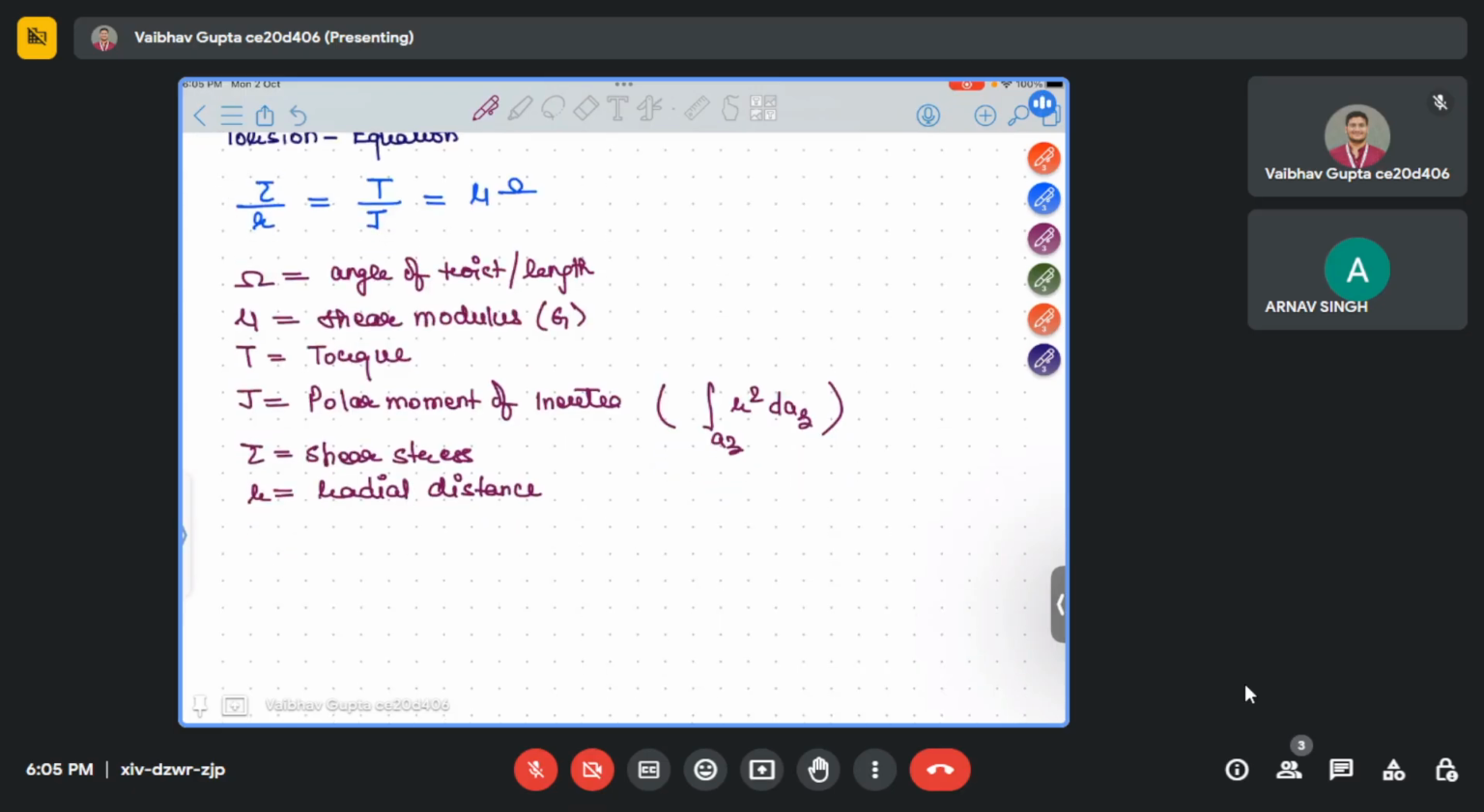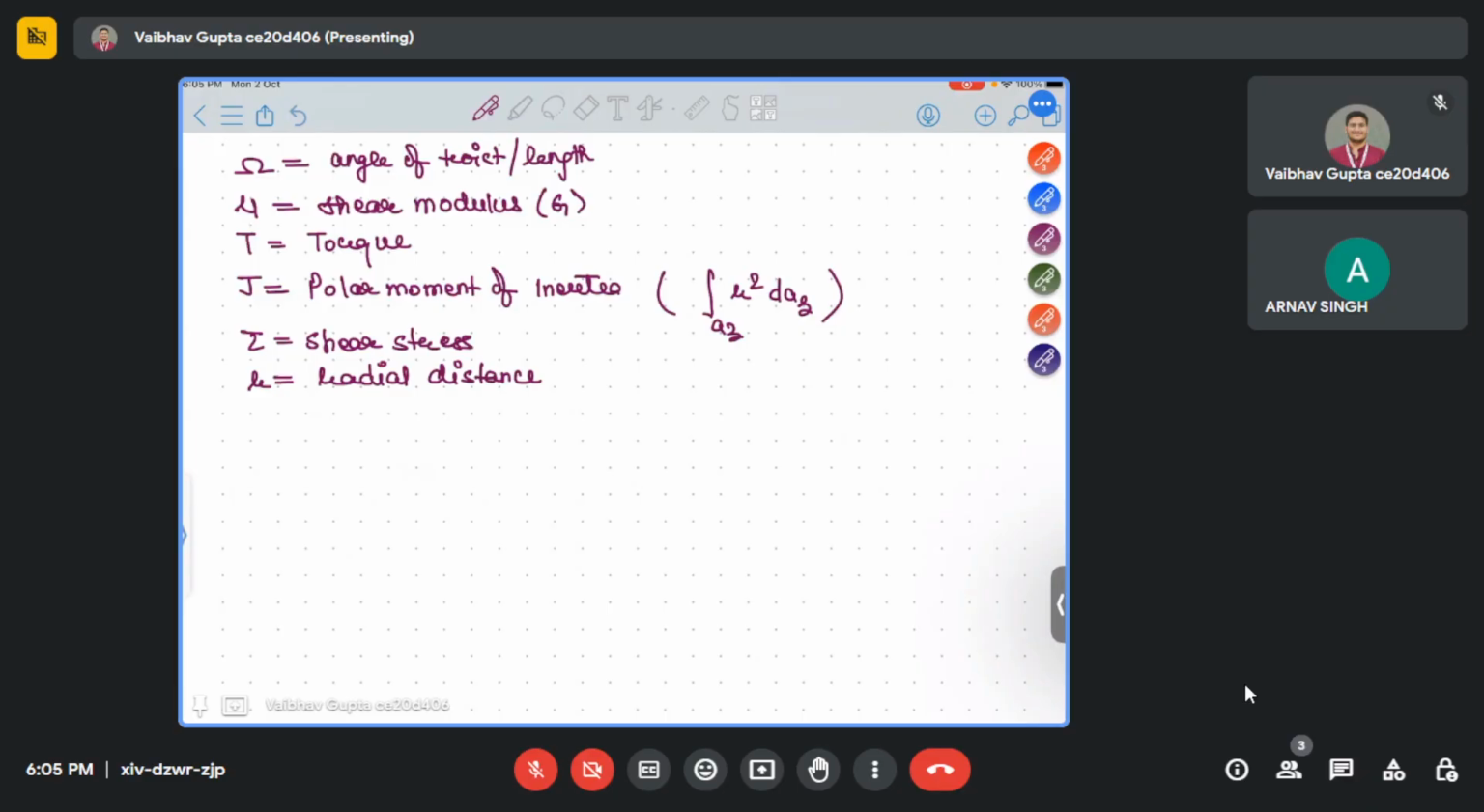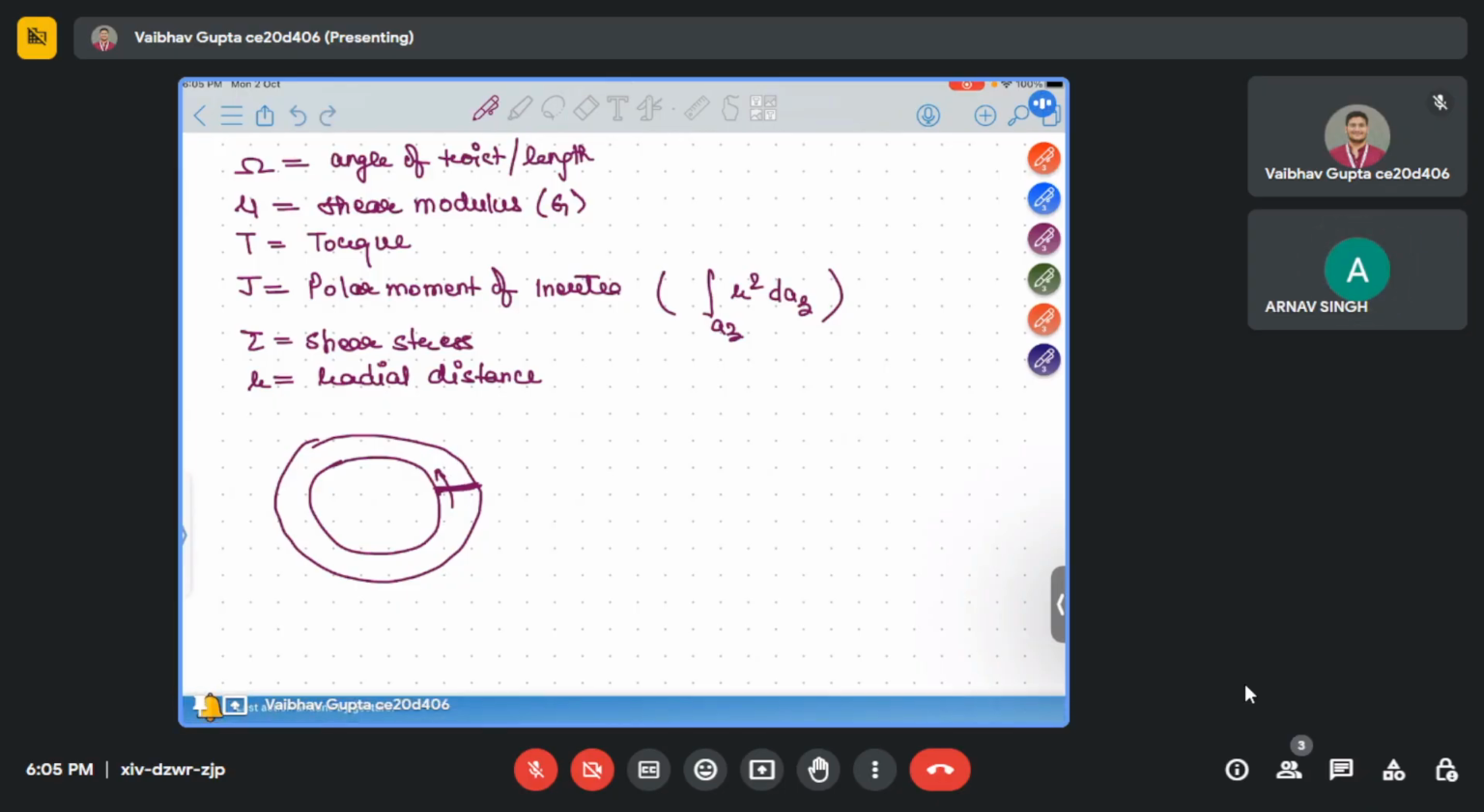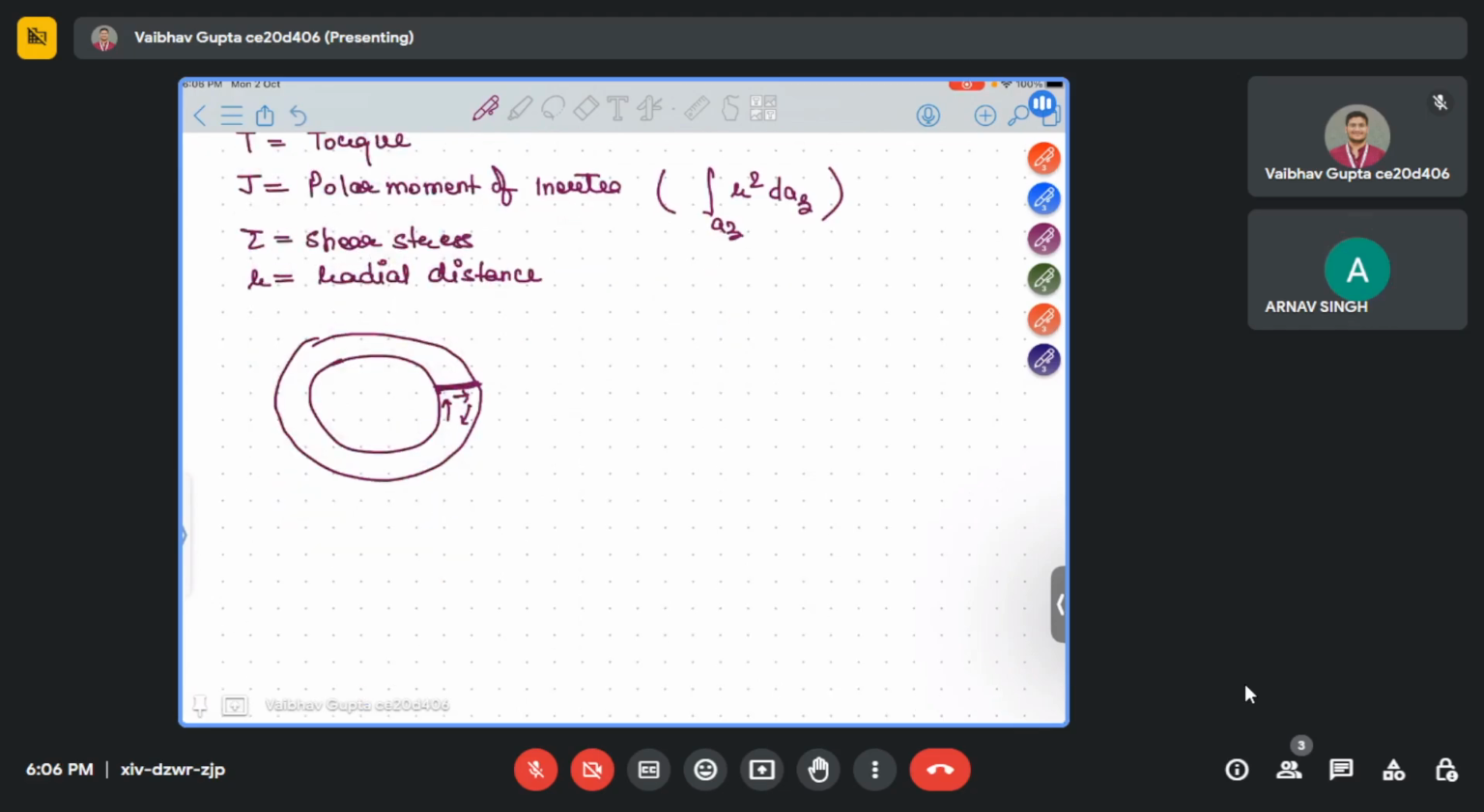Then we see that whenever warping is there and a slit is there, suppose we have an annular cylinder like this and a slit has been given like this, what formula do we have to use? Now shear flow will not have continuity over the cross section. It cannot cross this slit, so the shear flow will return like this when a slit is present. Which formula do we use?